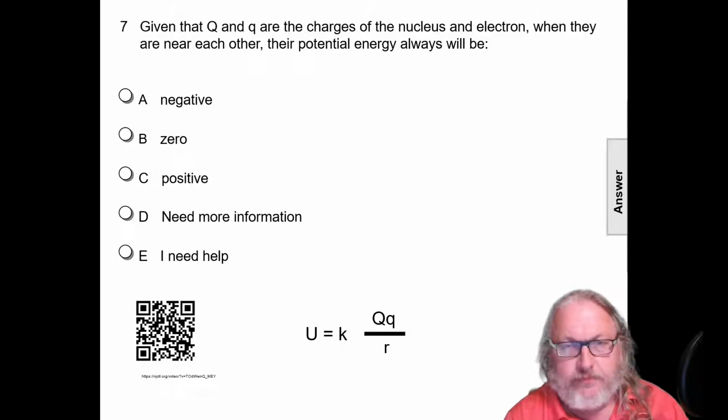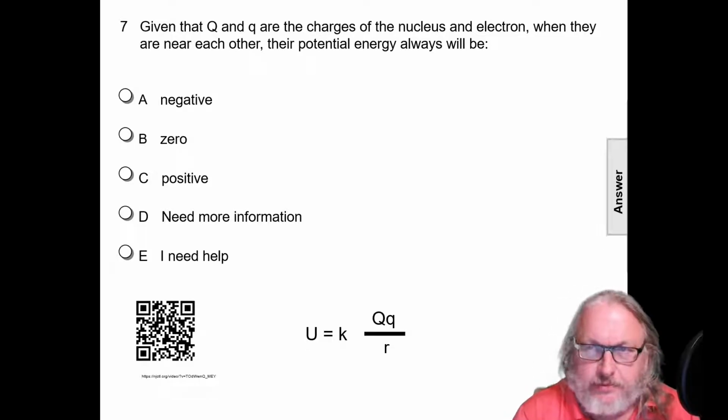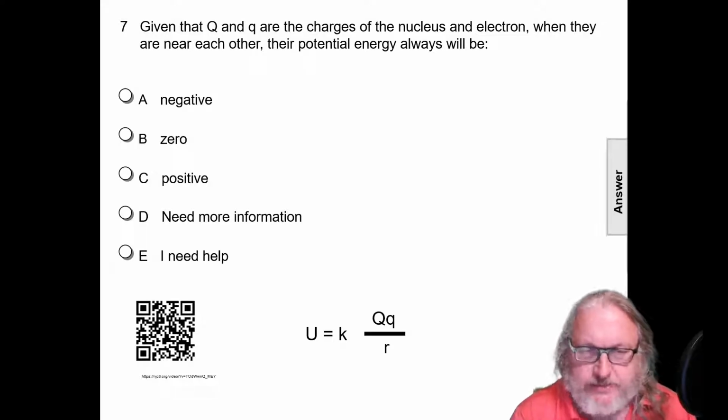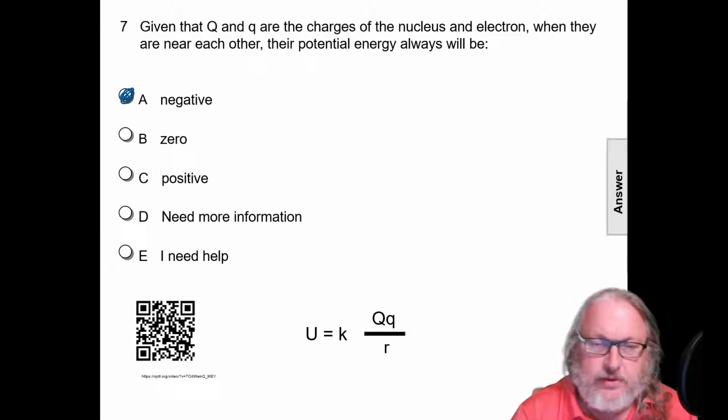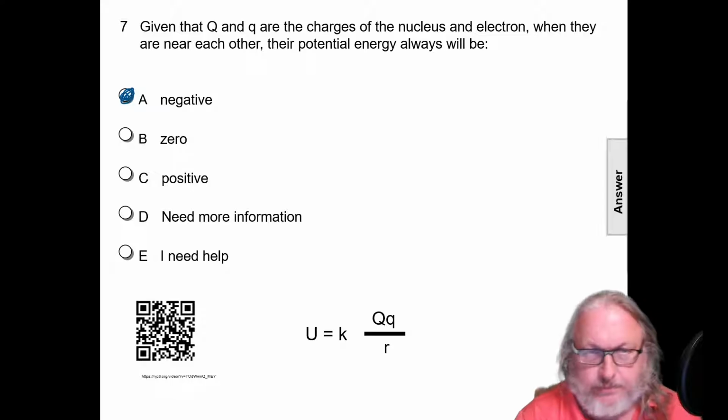Well, if you had 1 and minus 1, that's 0, right? So you have 0 divided by r, or the radius, the distance between the charges, times a constant. So you got 0 divided by r, so that would be a negative number.